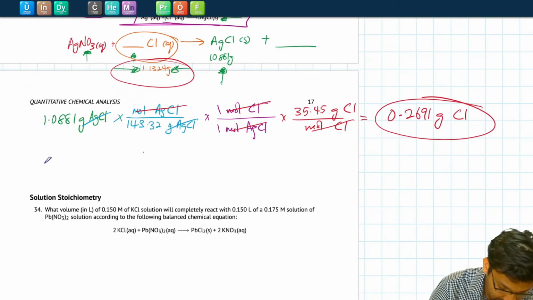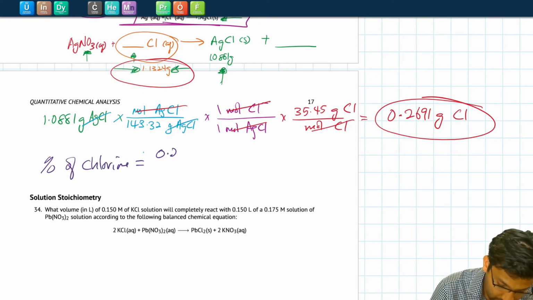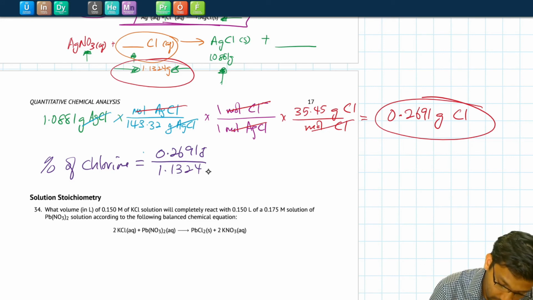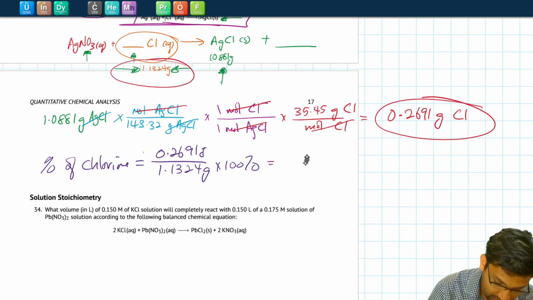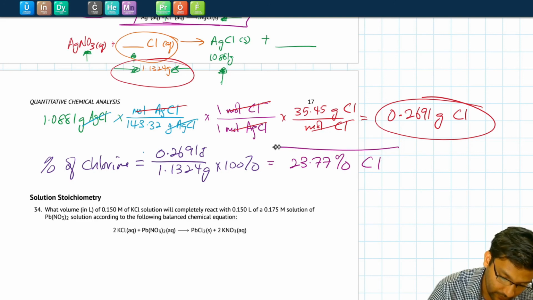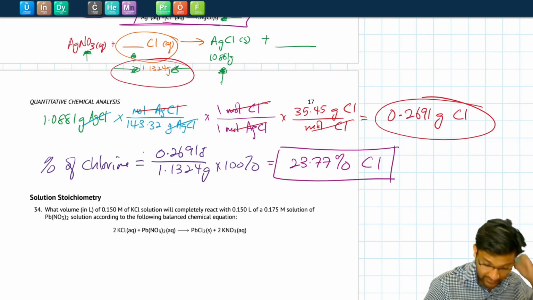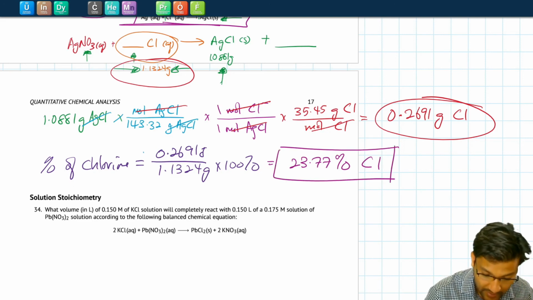So that's the mass of chlorine, and the mass of the entire sample was 1.1324. So the percent of chlorine would be 0.2691 grams divided by 1.1324 grams times 100%. You plug that into your calculator and you will get 23.77% chlorine. So here's just an example of such a problem.